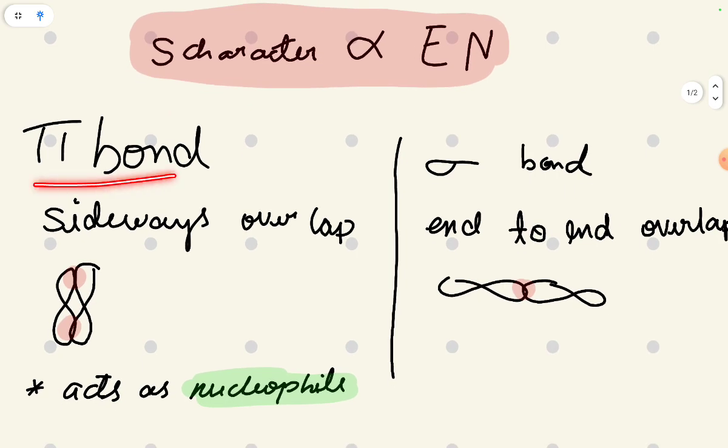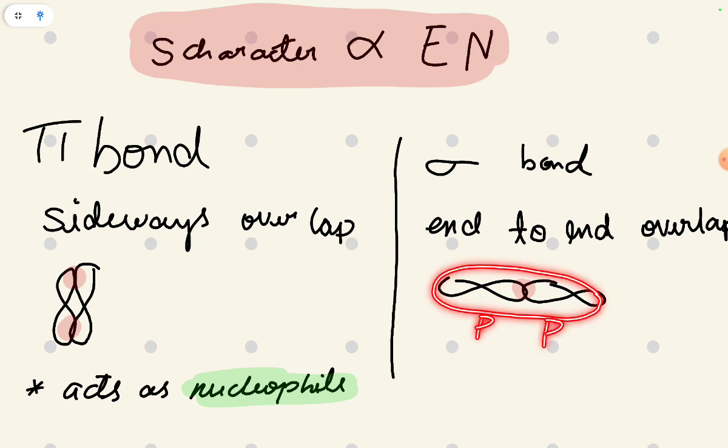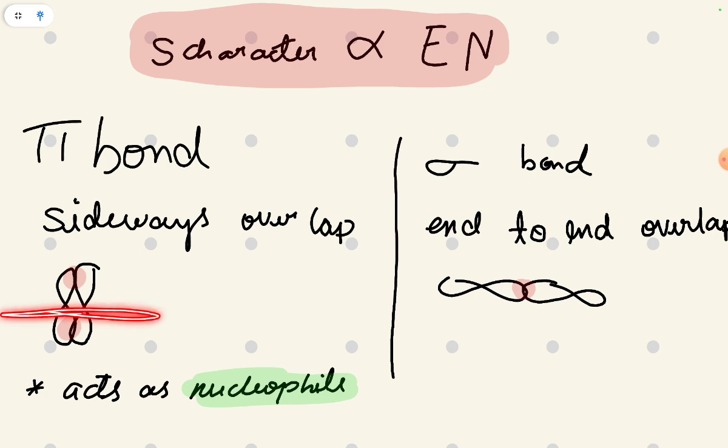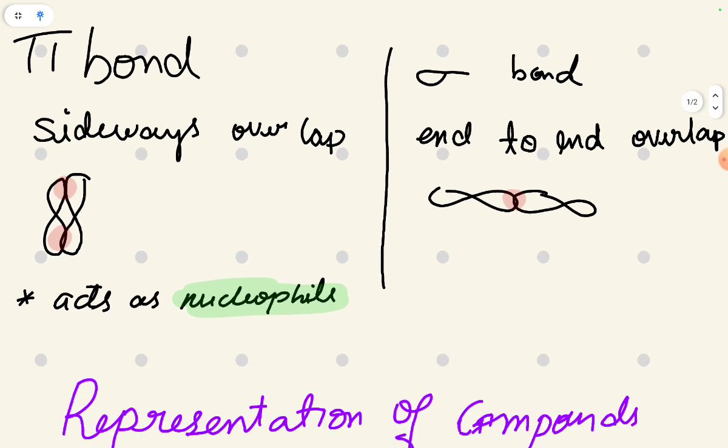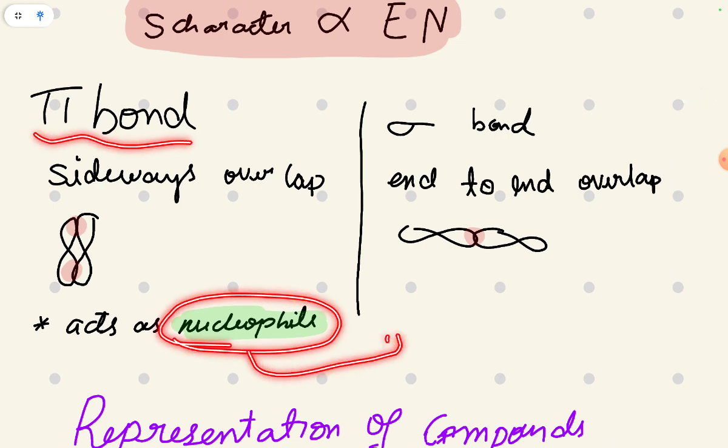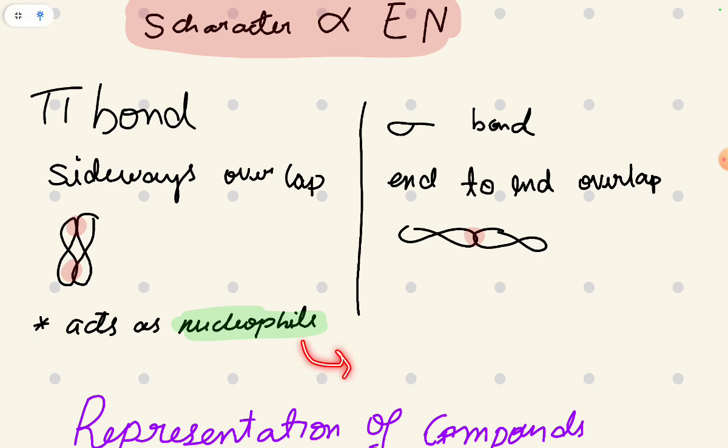Next, we know what a pi bond and a sigma bond are. A sigma bond is formed by end-to-end overlap, and a pi bond is formed by sideways overlap. I have shown the structure here with the p subshell, where you can see the meeting of the two, and I have highlighted the point where they meet. Sideways overlap means the orbitals should be perpendicular to the plane and parallel to each other. Then only is sideways overlap possible. This pi bond acts as a nucleophile. What a nucleophile is, and all this, we'll learn in the next chapter, called hydrocarbons.